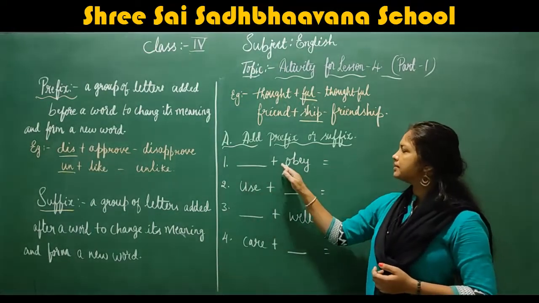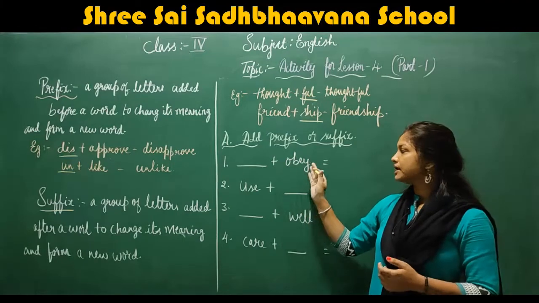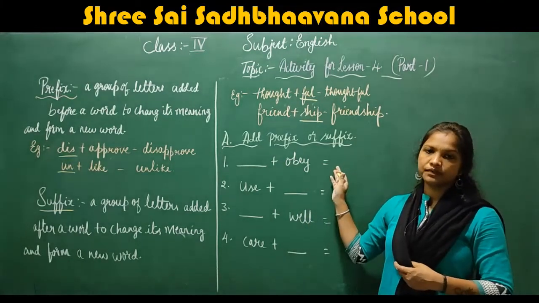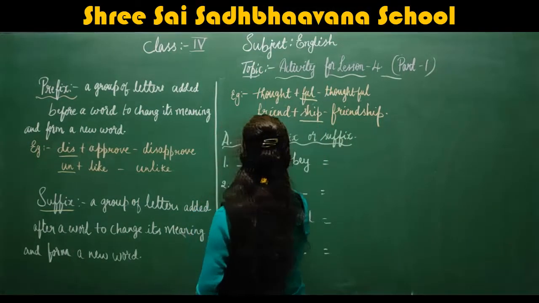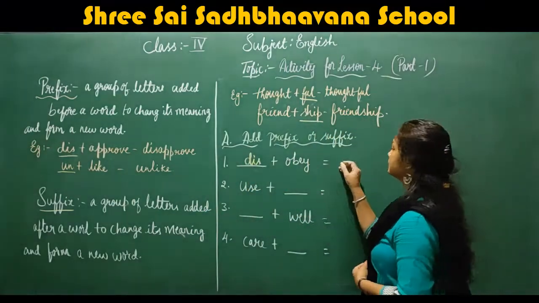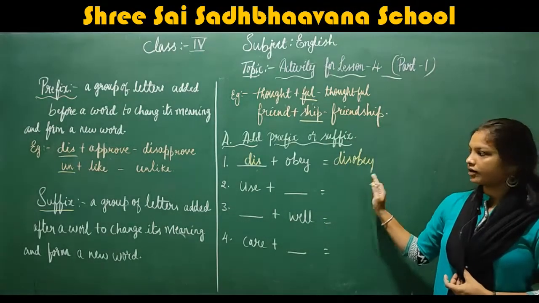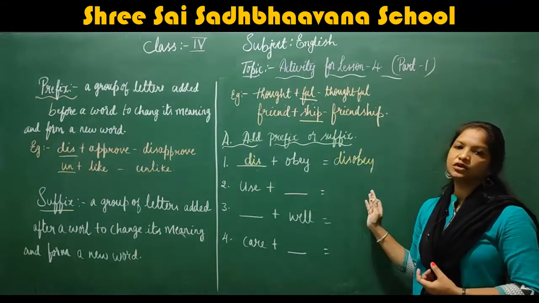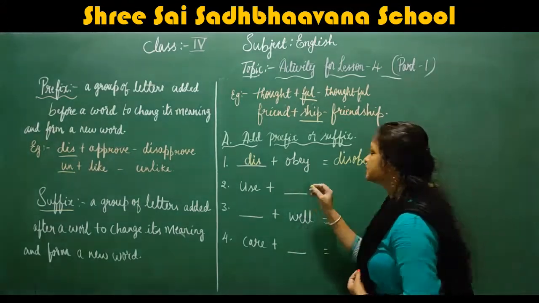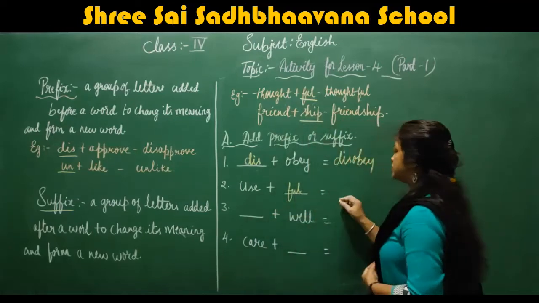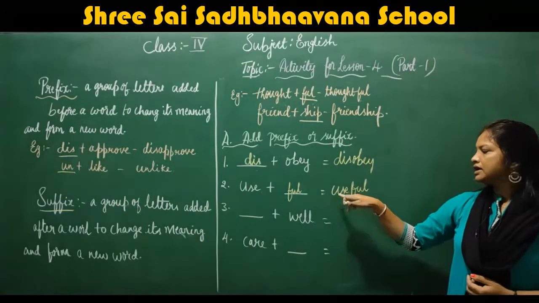Now the first one, dash plus obey. Here which prefix do we have to use? Dash plus obey, and we have to make a new word. Dis plus obey, disobey. Next, use plus dash is equal to a new word. Use the suffix after the word. Use plus full is equal to useful. Use plus the suffix full is the new word, useful.